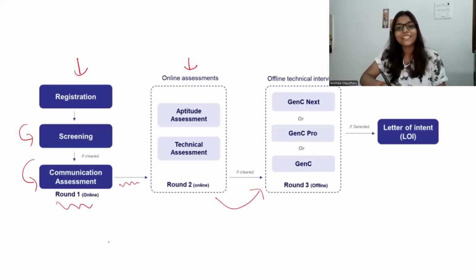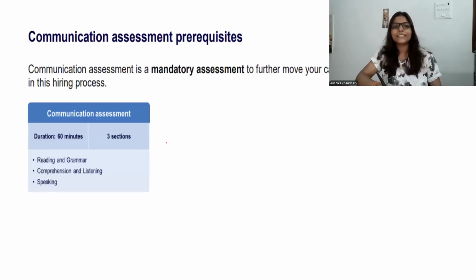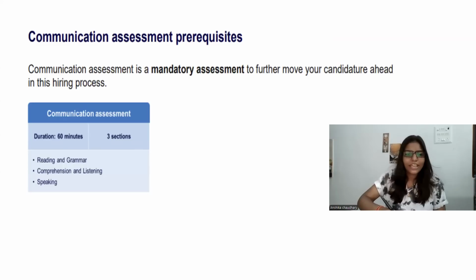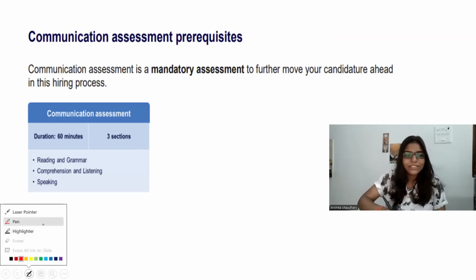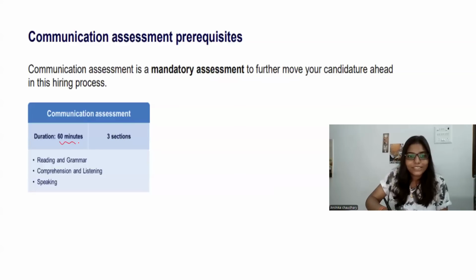And don't skip the video, because at last I will show you the sample questions and actual screenshots of the questions. All right. So let's first understand the prerequisites, or what the syllabus of this communication round is. See, it's quite an easy round, right? If you follow some instructions, then you can easily clear this round. So communication assessment is a mandatory assessment to move your candidature ahead in the hiring process. It will be for 60 minutes and there will be three sections, right? The first section is reading and grammar. The second is comprehension and listening. And the third is speaking.